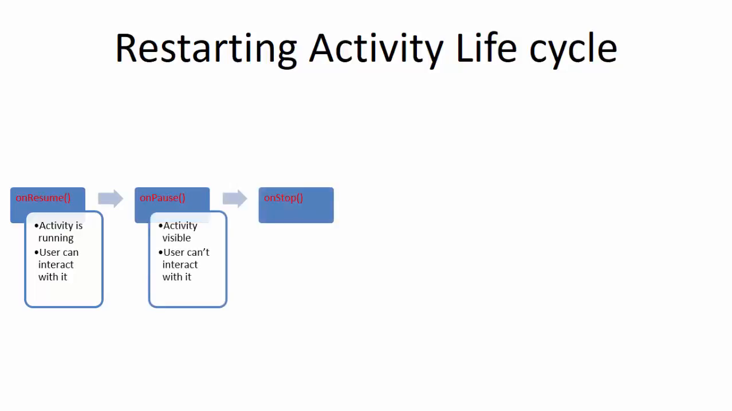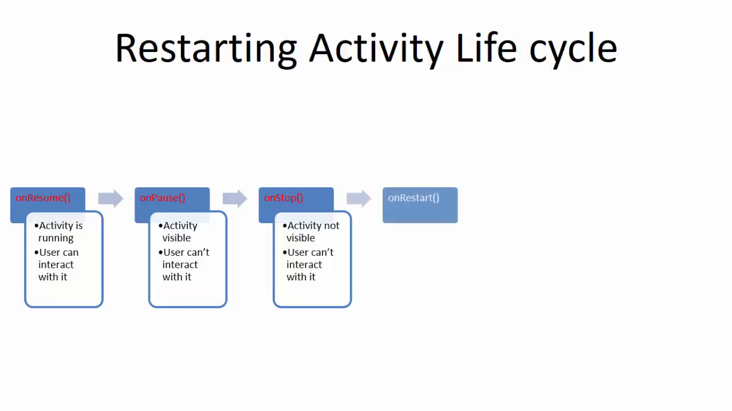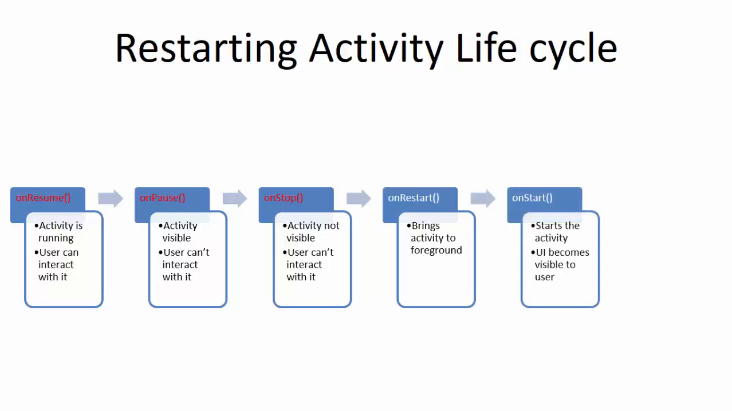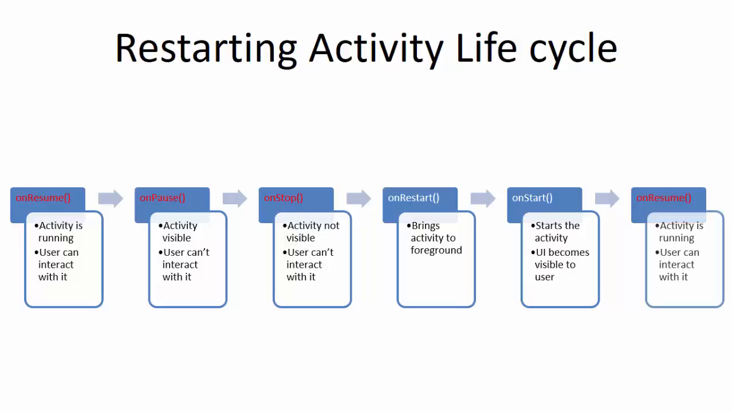If you remember, onStop is when the activity is running in the background and it's not visible to the user at all. Sometime later, when the user returns to your app again, the system calls onRestart method, which brings the activity from the background to the foreground. Then the system quickly calls onStart, which starts the activity and displays the user interface. Then onResume is called, where the activity is up and running and the user can interact with it again.